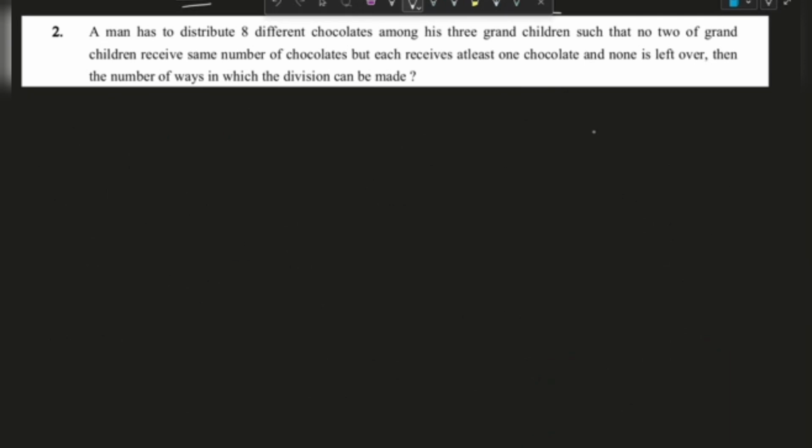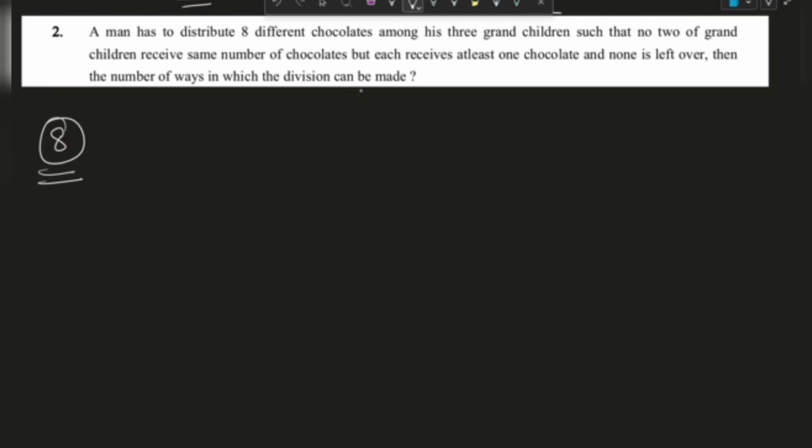Our next question is from permutations and combinations. There is a man who has to distribute 8 different chocolates among his 3 grandchildren. The main point here is that we have a total of 8 chocolates, and we have to distribute them in 3 particular ways so that their sum comes out to be 8.